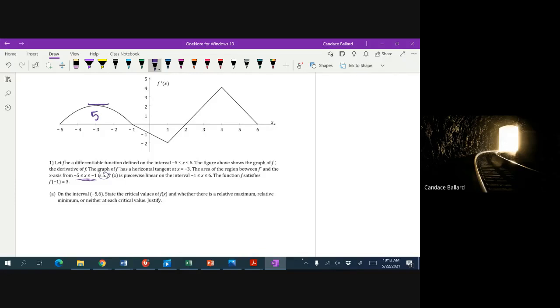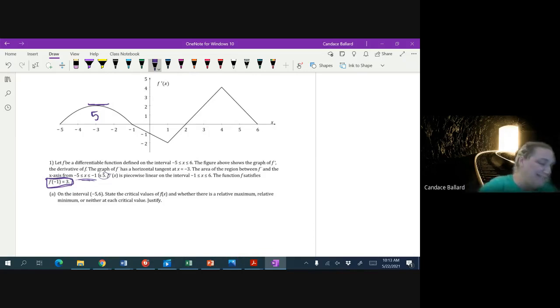F prime is piecewise linear on the interval between -1 and 6. The function satisfies, ooh, what's this thing here called? I don't think we're going to use it yet, but what's that thing called? Yeah, we've got an initial condition there. Good job. All right, so on the interval between -5 and 6, state the critical values of f of x and whether it's a relative max, relative min, or neither, justify your answer.